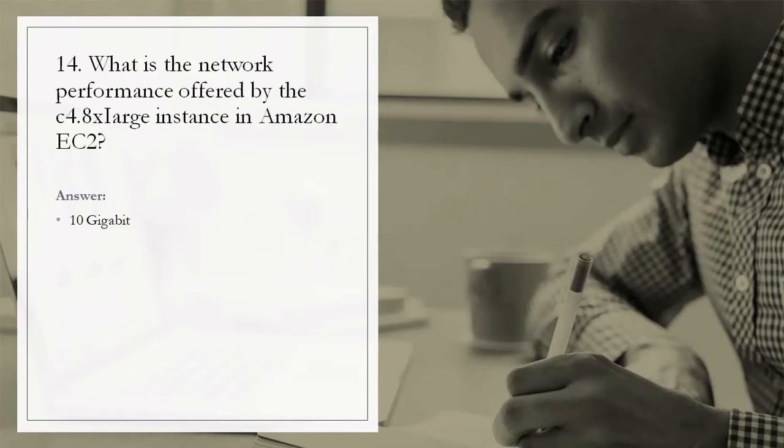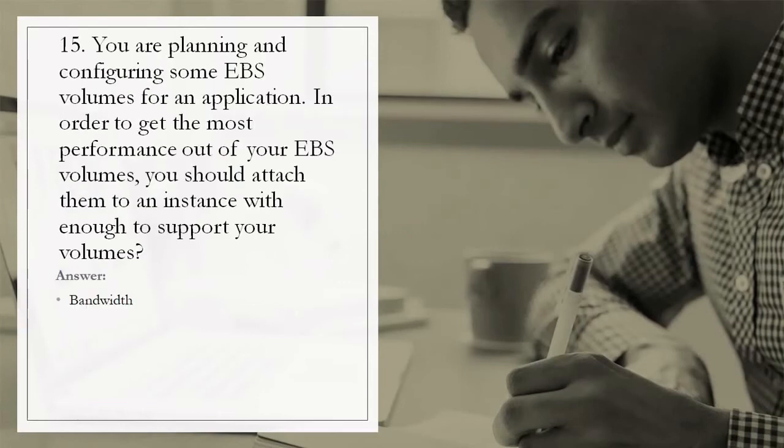Question number 14. What is the network performance offered by C4.8xlarge instance in Amazon EC2? Answer is 10 gigabits, because networking performance offered by the C4 instance is 10 gigabits only.